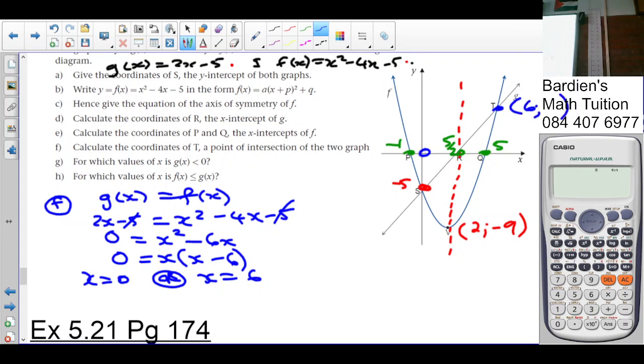How do I calculate the corresponding y value? By substituting 6 into the straight line or the parabola. g of 6 is equal to 2 times 6, which is 12, minus 5 is 7. Therefore T is going to be (6, 7).